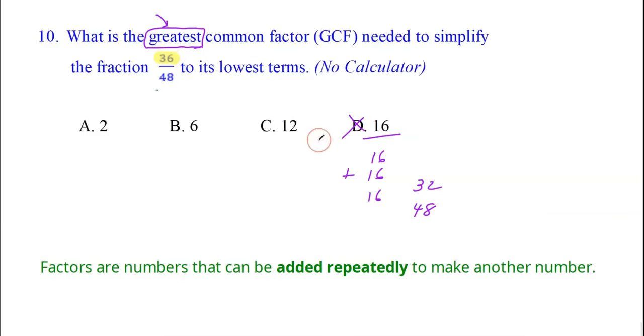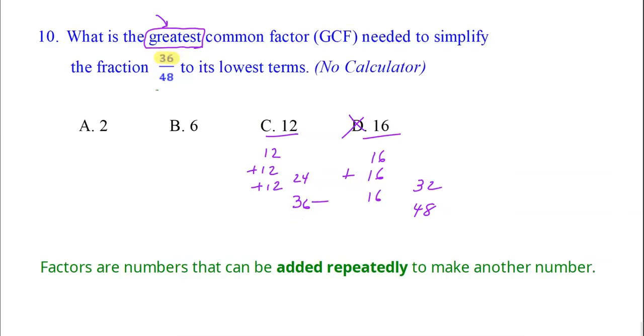Let's try 12. I'm going to add 12 repeatedly and see if I can get a 36. And if I do, then I'll do the same process and see if I can get a 48. So let's start with 12 plus 12. That's 24. I'll add another 12. 12 plus 12 plus 12 is 36. And look at that. If I add 12 repeatedly 3 times, I get a 36. So 12 is a possibility. Now I'm going to keep adding it and see if I can get a 48.